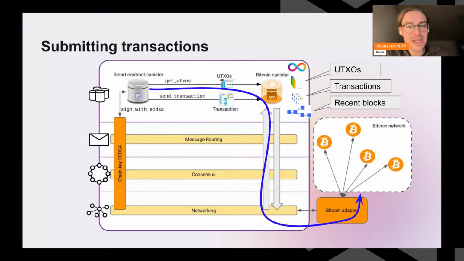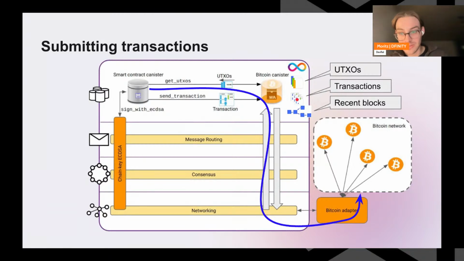But what about the Bitcoin send transaction endpoint? If a canister wants to send a Bitcoin transaction, it is submitted to the Bitcoin canister, where it's actually queued. And that's this arrow here, send transaction. And those are the queued transactions here. And then every subnet round, the Bitcoin adapter on all of the replicas, so basically all of the nodes in the subnet, fetch the pending transactions from the Bitcoin canister and then queue them for being submitted to the actual Bitcoin network.